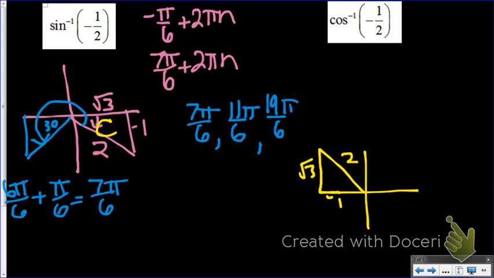So I need to find how much that first angle is. If it's pi over 3 in between, I'm going to do pi minus pi over 3, get a common denominator, and there's my first part of my general solution.